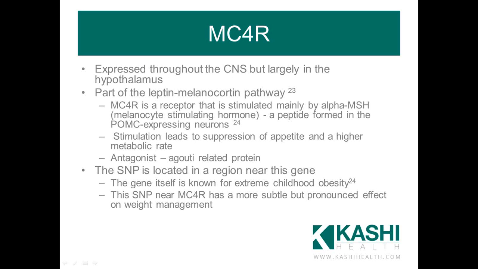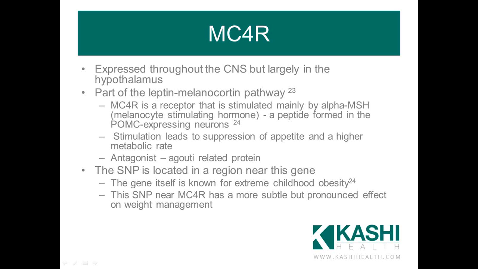Our next SNP, the MC4R, is a receptor located in the hypothalamus. It's part of the melanocortin pathway and is acted upon by a peptide formed in the POMC expressing neurons, the alpha MSH, the melanocyte stimulating hormone. In a properly acting MC4R, stimulation leads to suppression of appetite and a higher metabolic rate. And it is directly antagonized by the NPY, a neuron secreting an Agouti-related protein. The SNP that we're looking at is located in a region near this gene.